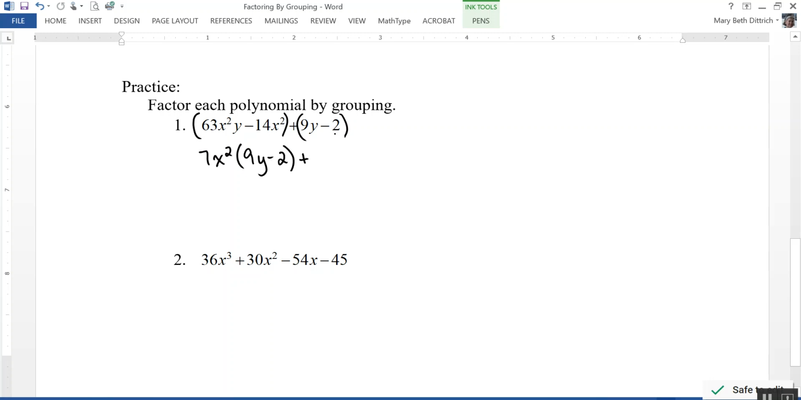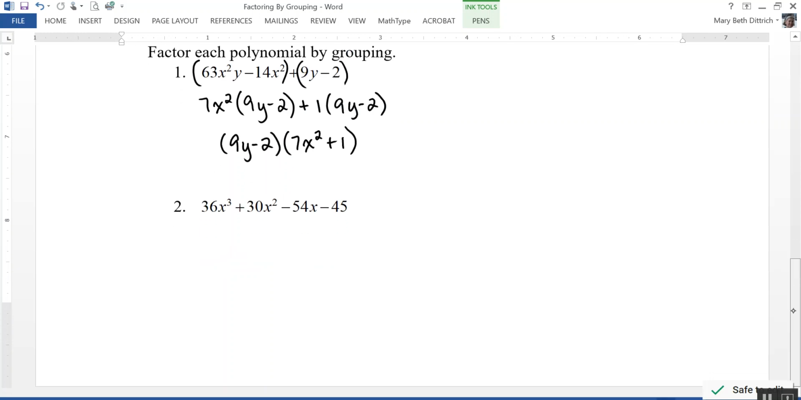Plus, it doesn't look like it can factor, there isn't a greatest common factor of 9y minus 2, but I need to have something. What I want to do here is actually factor out a 1, leaving me with 9y minus 2. So now this term and this term each have a common factor of 9y minus 2, and that leaves me with a 7x squared plus 1. Okay, let's take a look at example number 2 here.